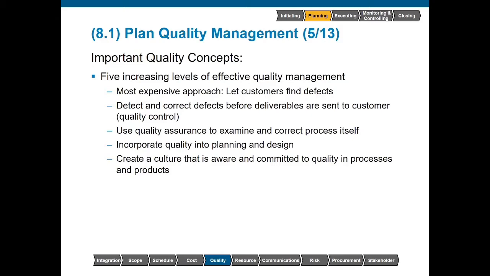The next level is actually using quality assurance to examine and correct the process itself. So this could be ensuring that we are cooking the chicken for the right amount of time, making sure that we have a process, and making sure that I'm abiding by that process.